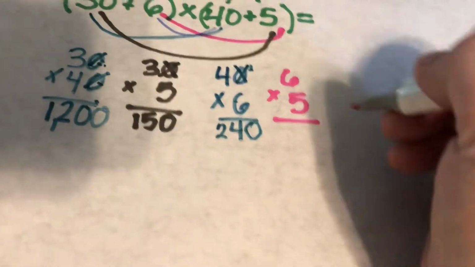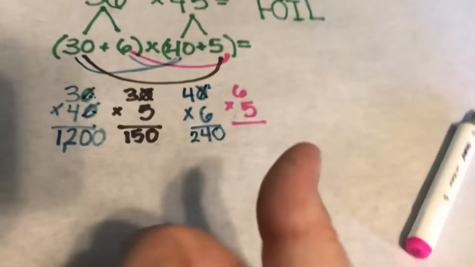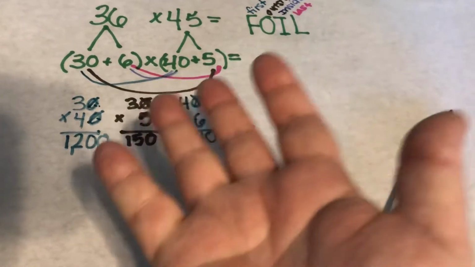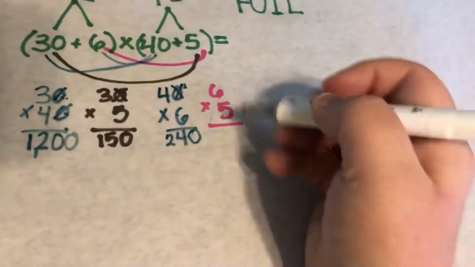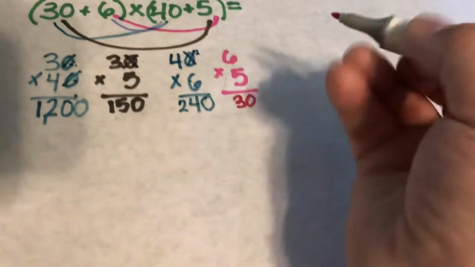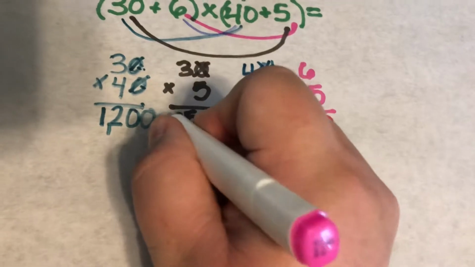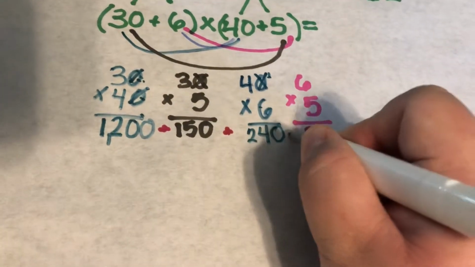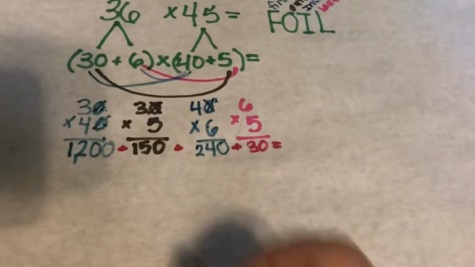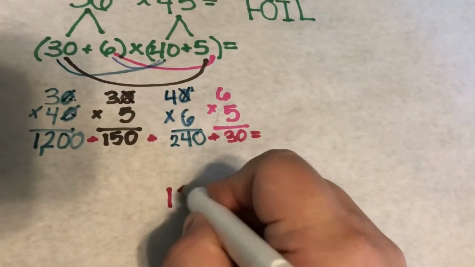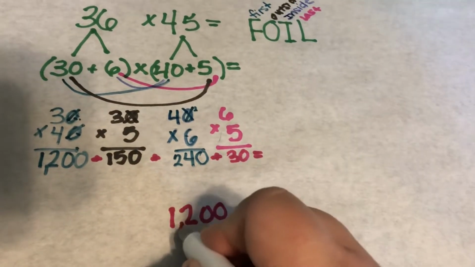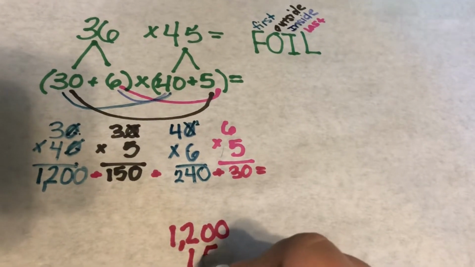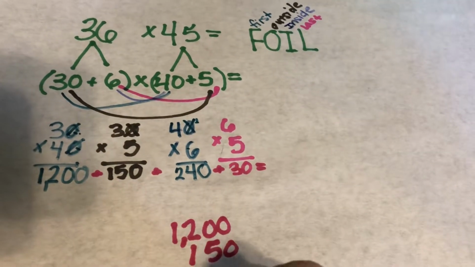Now 6 times 5, if I skip count, 5, 10, 15, 20, 25, 30. So 6 times 5 is 30. Now all of these products, we need to add them together to get the sum. So I can put it vertically as well because that's easier for Mrs. B to do the problem.